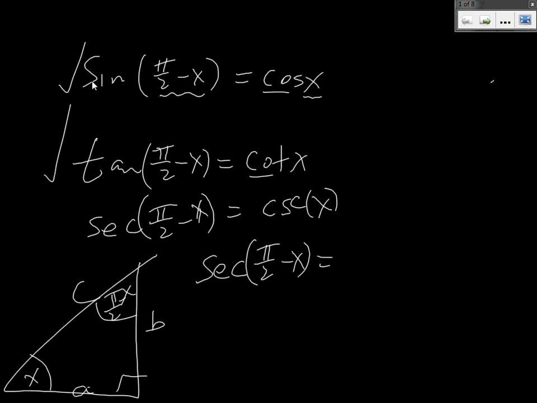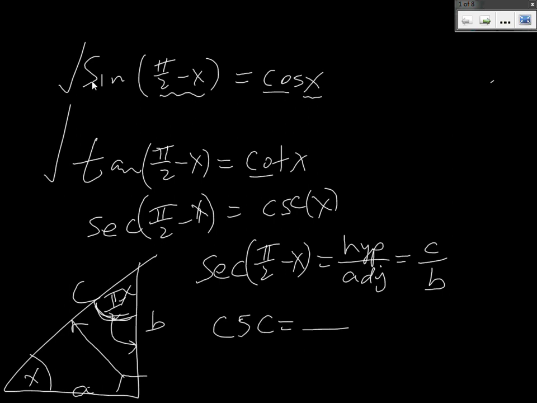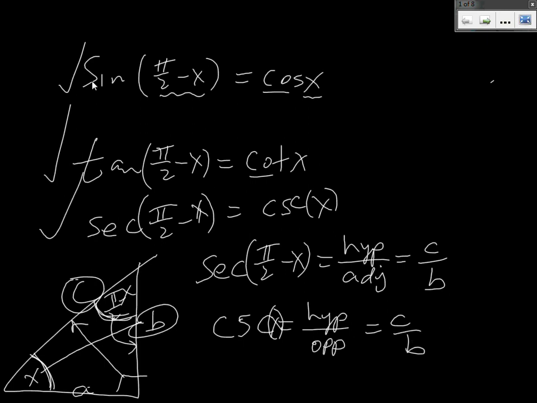The secant of any angle is the hypotenuse over the adjacent. Now, with respect to this angle, C is always the hypotenuse, and B is the adjacent. Now, the cosecant of x, this is the hypotenuse over the opposite. Oops, forgot to put x in. The cosecant of x. So with respect to x, C is still the hypotenuse, and look, the opposite really is B. So we established that.